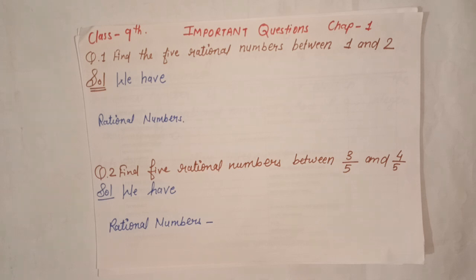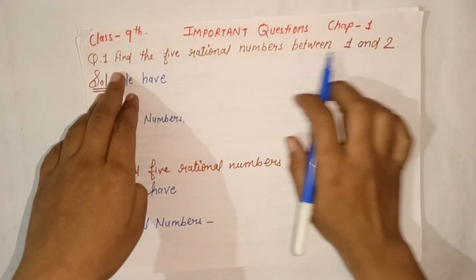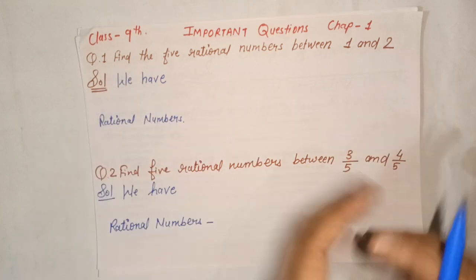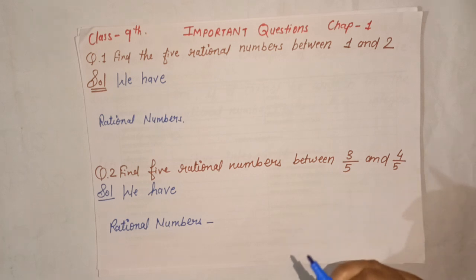So, in today's class, we are going to discuss class 9th NCERT, some important questions of chapter 1. So, the first question is, find the rational numbers between 1 and 2. We all know that 1 and 2 are numbers, or we can say these are positive integers. And the first question that arises in our mind is, what is the meaning of rational numbers?